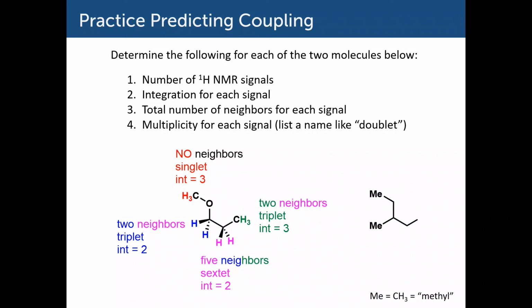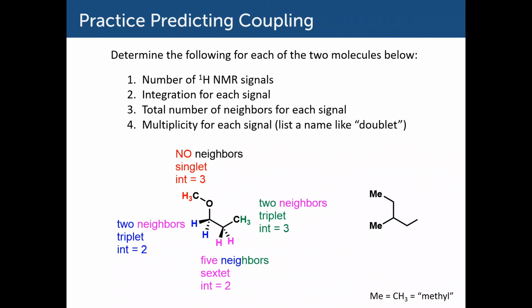So one of the things that you'll notice straight away is that the multiplicity and the integration values aren't the same, or not typically. It would only be a random fluke if your integration value and your multiplicity were the same. They're describing two different things, right? Multiplicity is telling you how many neighbors you have. Integration is telling you how many H's are giving the signal that's being split.